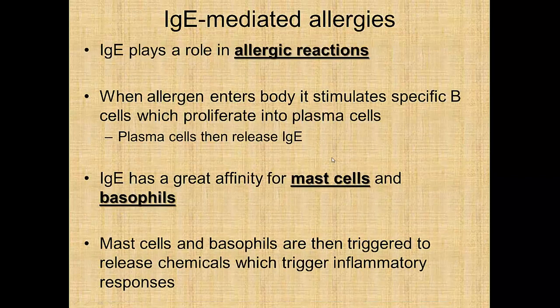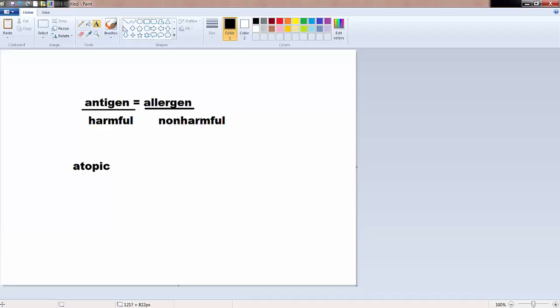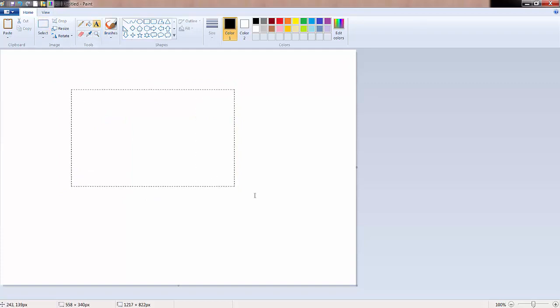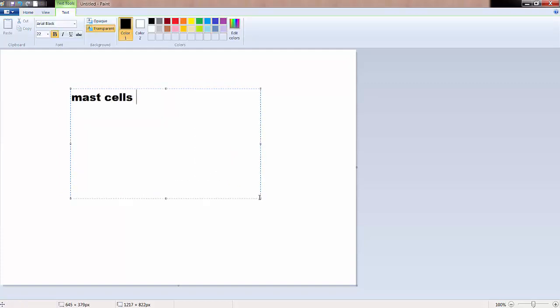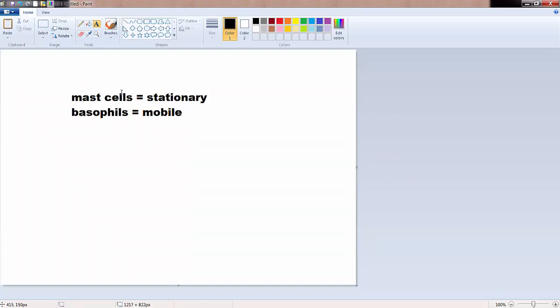Go back here just real quick. There are two types of cells. These are actually very similar. Let me just give you the difference here. Actually, for a long time, scientists didn't know that there was a difference between these two. So they're almost identical. They're called something different, but they're near identical cells. And the difference is mast cells are stationary and basophils are mobile. That is the general, primary difference between these two. So mast cells tend to stay positioned in one part of the body, whereas basophils can roam about the body through the circulatory system.